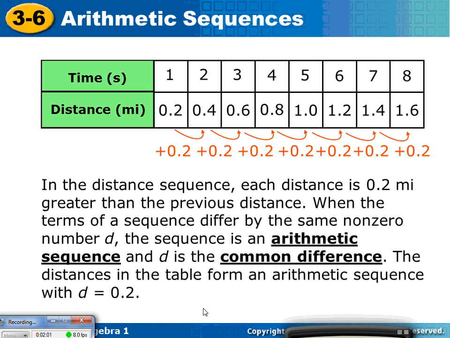In the distance sequence, the distance is 0.2 miles. If you notice, it is always plus 0.2. That is called your common difference, which we call d. The entire sequence is called an arithmetic sequence because every single one is added 0.2.